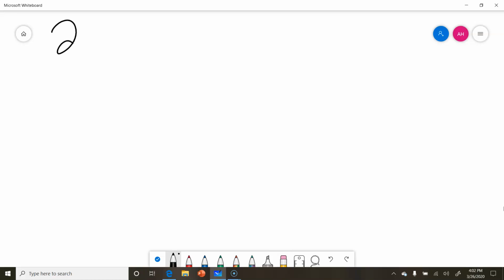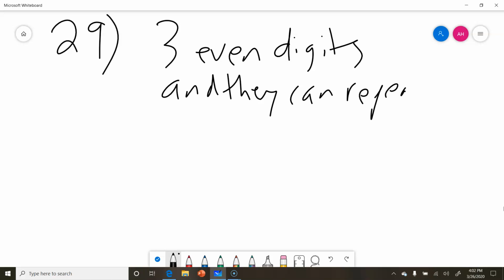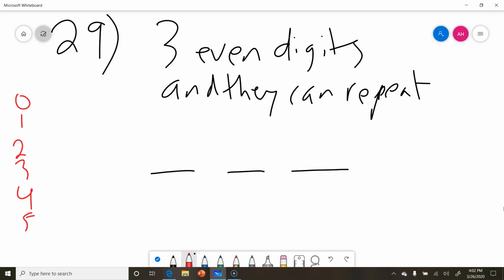This is number 29. Okay, it says we're trying to choose 3 even digits, and they can repeat. So we have 1, 2, 3 slots we're trying to fill. So when we look at the digits over here, we have 0, 1, 2, 3, 4, 5, 6, 7, 8, 9. Now, how many of these are even?